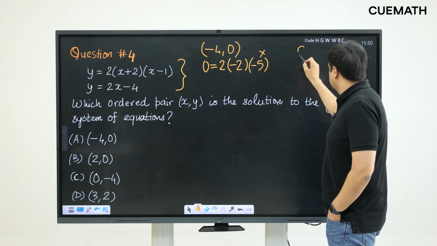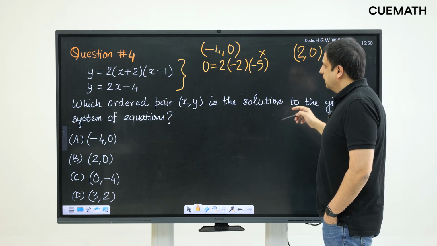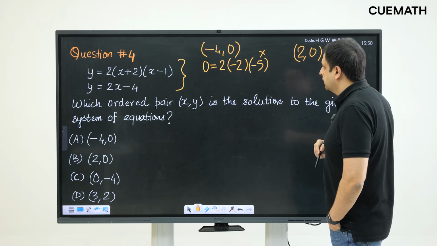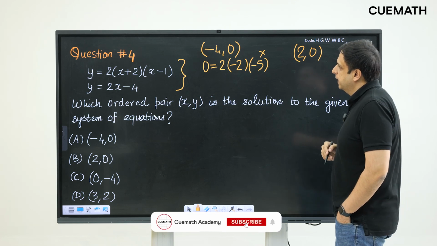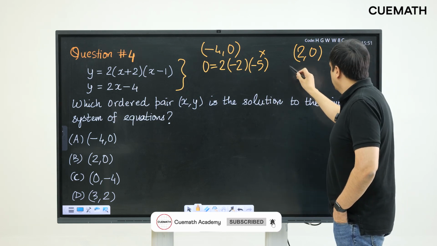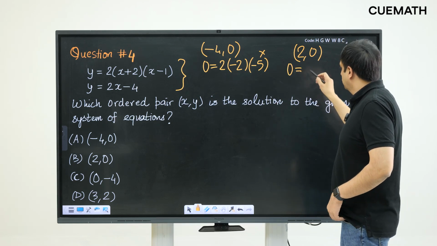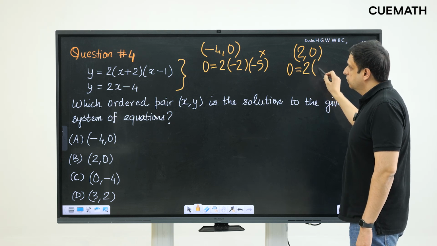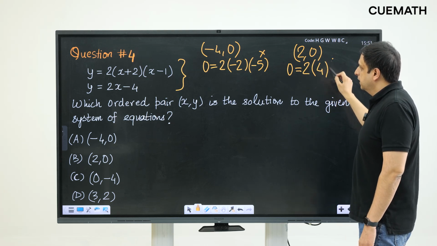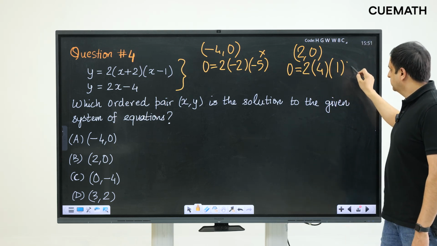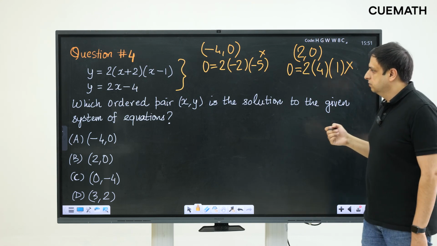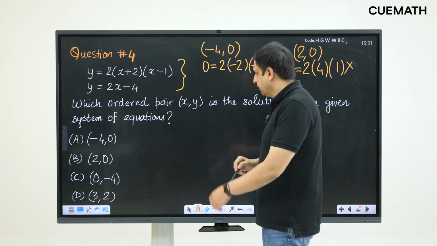What about 2, 0? So 2, 0, I'll once again substitute it into the first equation. So y, which is 0, is equal to twice of x plus 2, x plus 2 will be 4 in this case, x minus 1 will be 1, and once again this is incorrect. So even the second one does not work. Let me take the third one now.